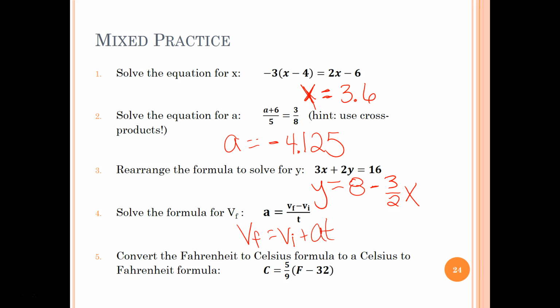Last one. We're going Fahrenheit to Celsius. Let's rearrange this formula so that it can solve for, in this case, Fahrenheit given Celsius.